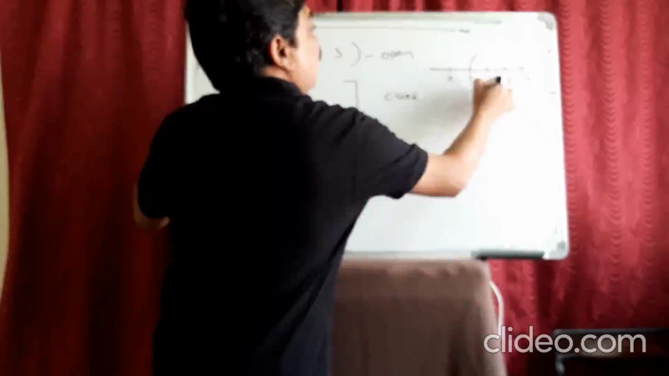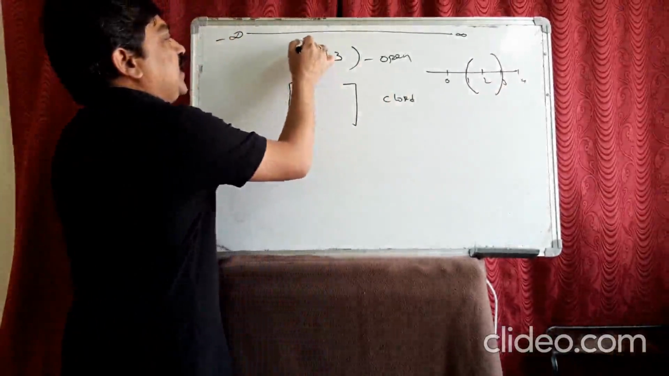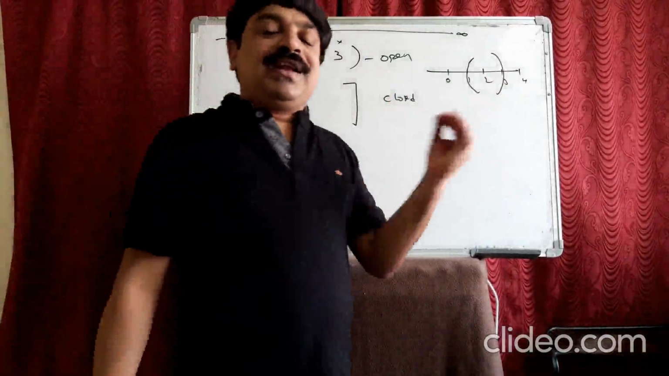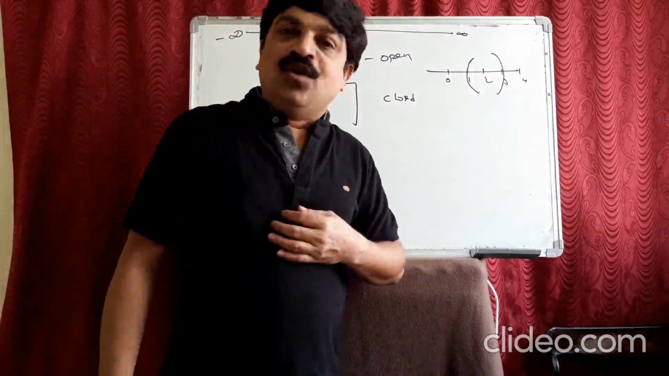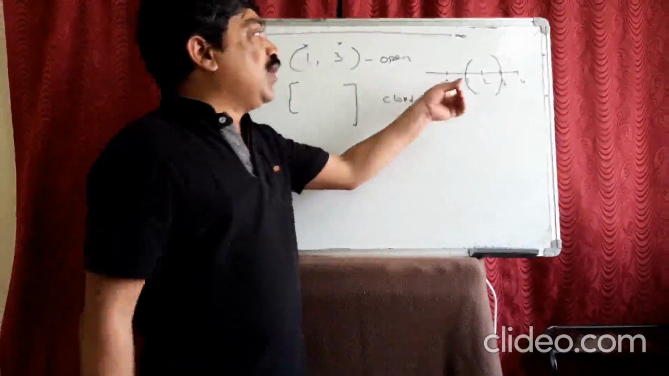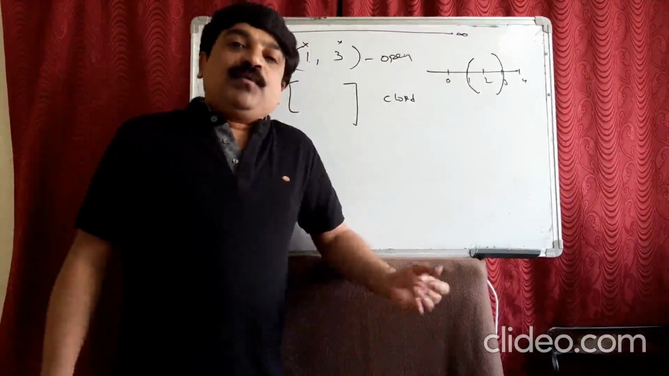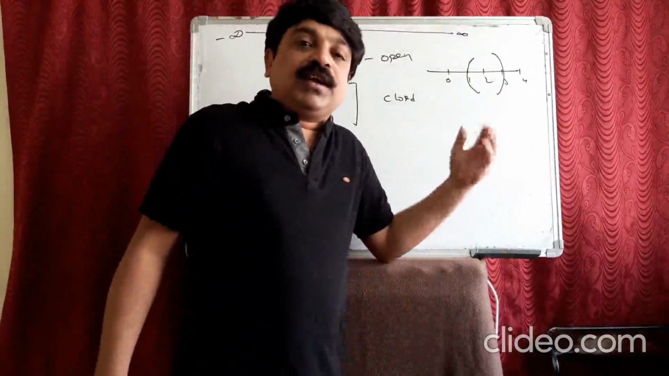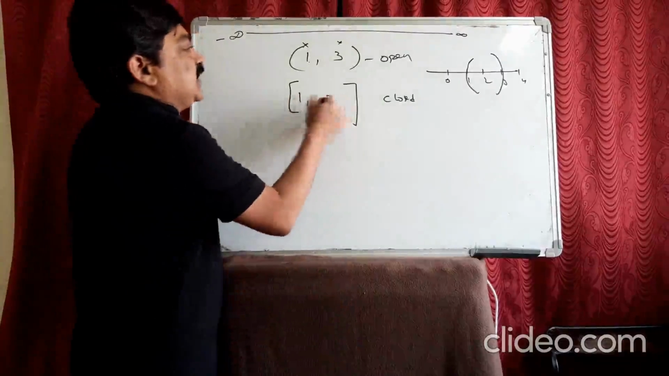You should take all the numbers from 1 to 3, but you are not supposed to take 1, and you are not supposed to take 3. That means all the numbers between 1 and 3. Then what are the numbers? Is it 2? No. It starts from 1.1 or 1.01, 1.001, except 1. The next number to 1, which we can't even see. Okay?